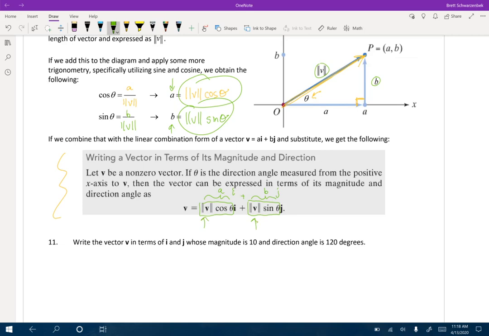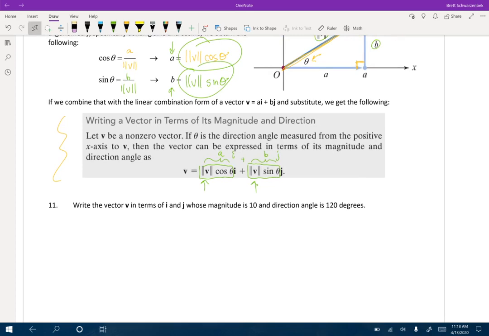It is a weird formula, albeit, but it's actually very simple. So it says write the vector v in terms of i and j, whose magnitude is 10 and direction angle is 120. Okay, so if this is v, that means the magnitude of v is equal to 10. And we know that the direction, which is a little confusing, we're going to use theta for the direction, is equal to 120.